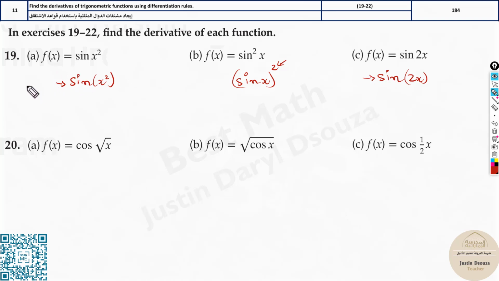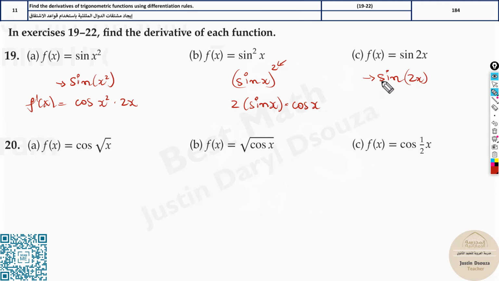Now if you derive it, the derivative would be f prime of x. Derive sine, it'll be cosine x squared. And then what is the derivative of the inside term? X squared derivative is 2x. This is it, this is the answer. Now over here it'll be 2 times sine x, because we have to derive the power first. 2 comes down. And then what happens to the derivative of sine x? It'll be cosine x. That's it.